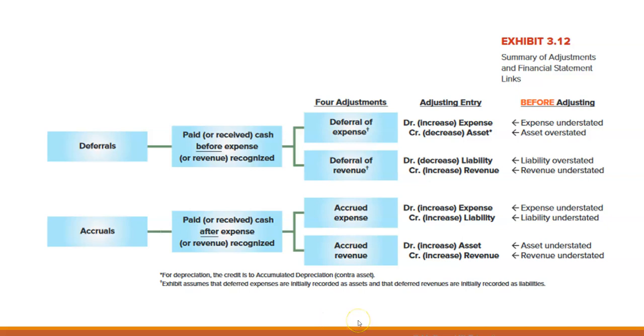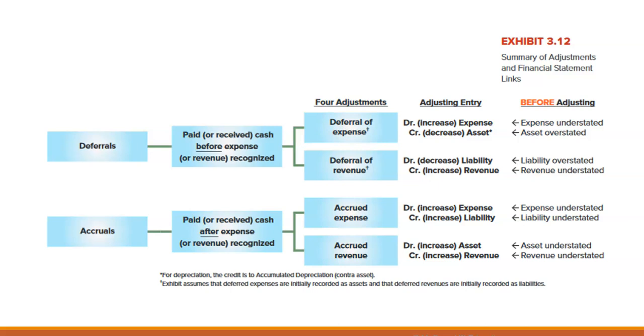This chart looks at the various adjustments that we've talked about in this chapter, what the adjusting entry looks like, and the problems that we would have in the financial statements if we didn't perform the adjusting entry. So our deferrals are a deferral of expense and a deferral of revenue. This is when we have paid or received cash before our expense or our revenue is recognized.